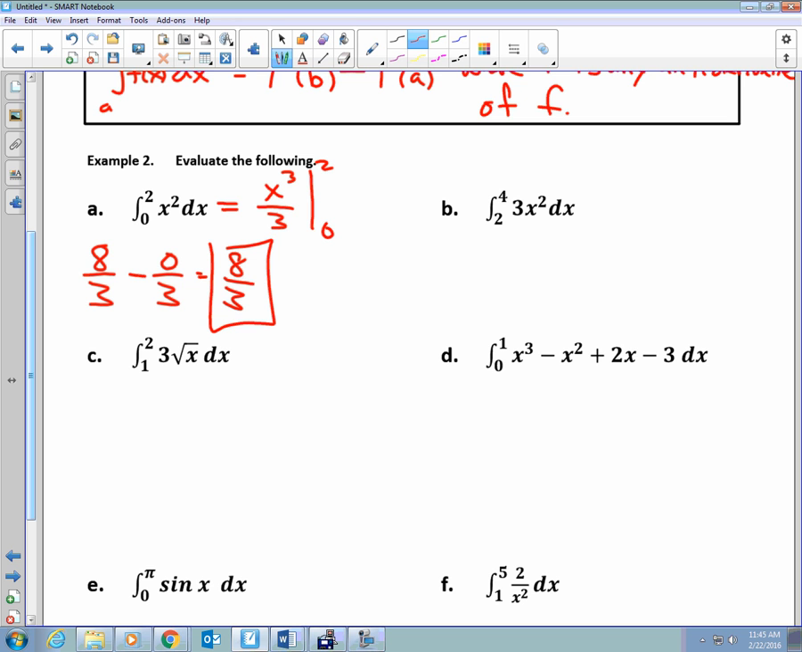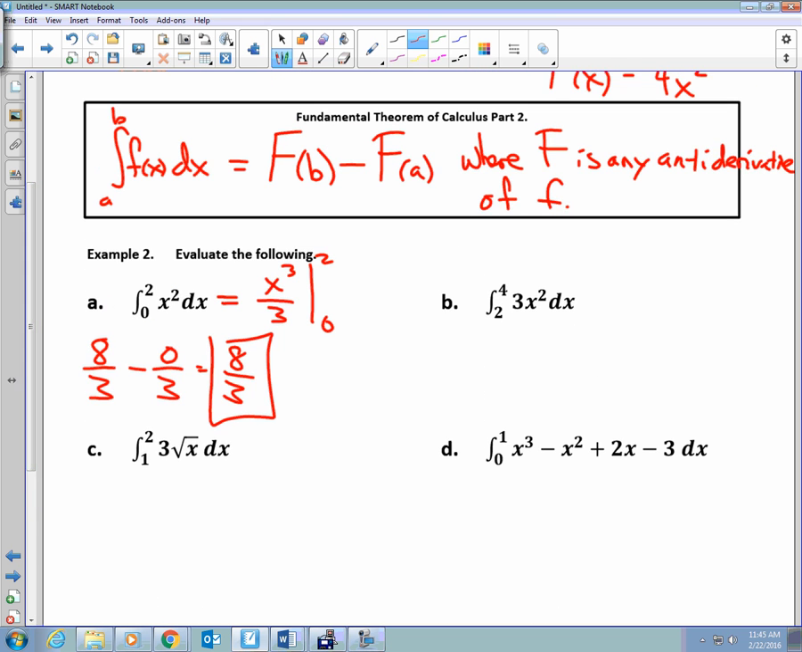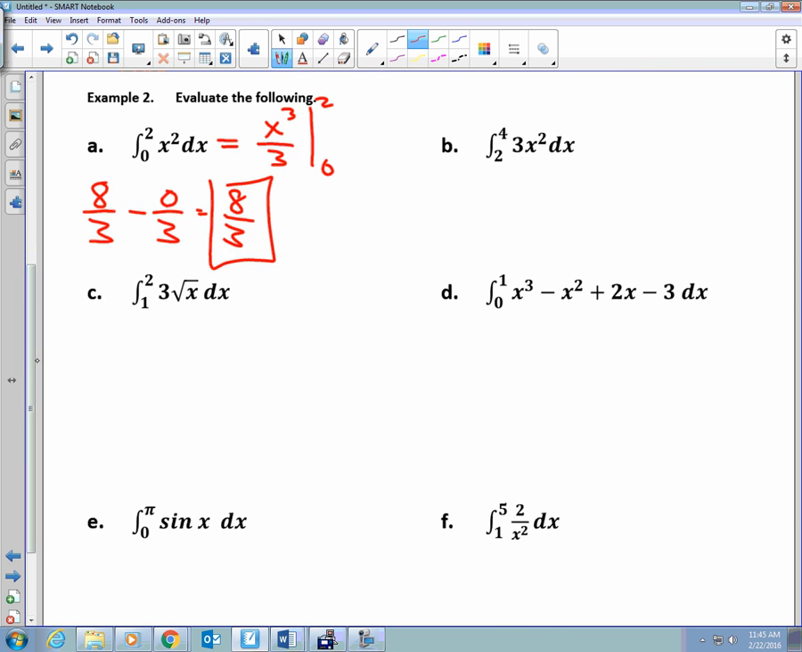That's the exact area bounded beneath the curve x squared between the x values 0 and 2. We're doing the exact same stuff that we did last week. It's just now we're using another application of calculus, namely the fundamental theorem of calculus, instead of the infinite limit of Riemann sums.